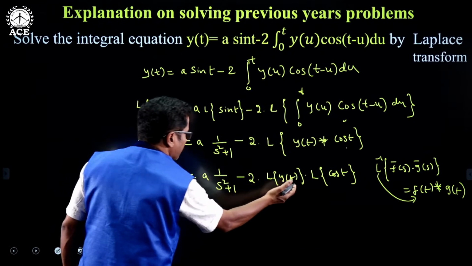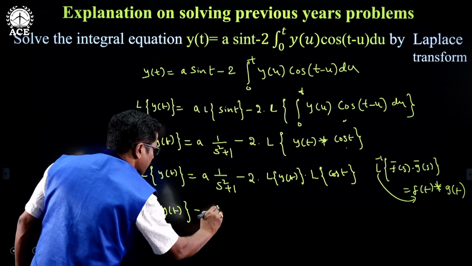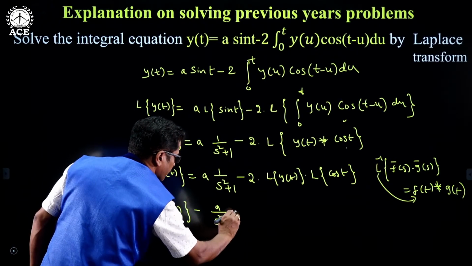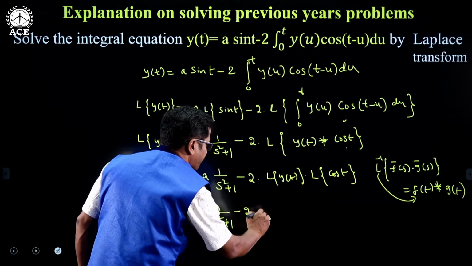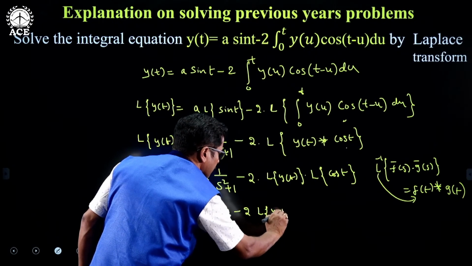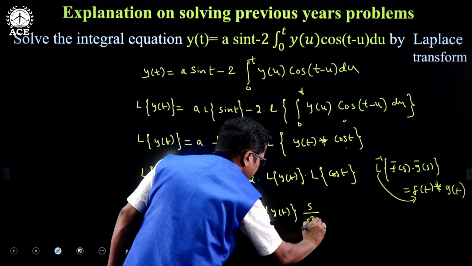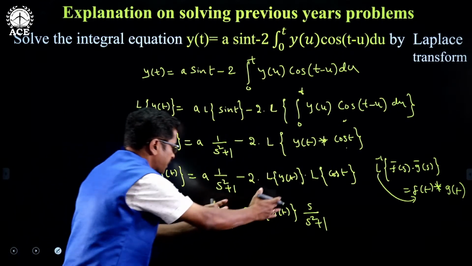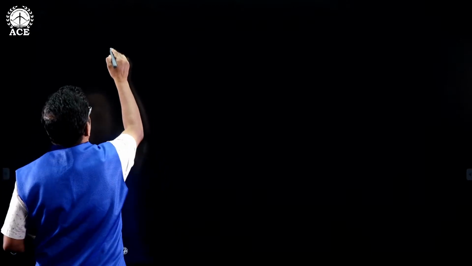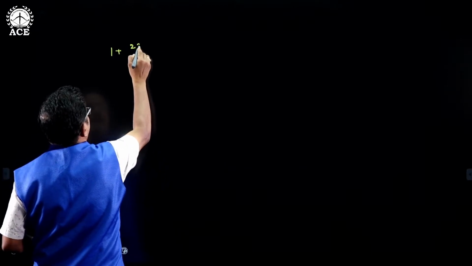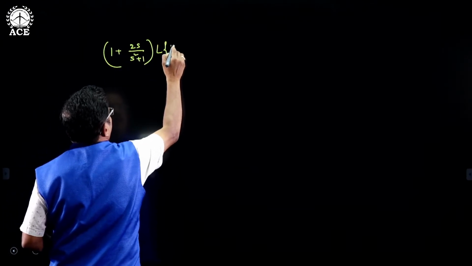So then L of y of t equals a by s square plus 1 minus 2 into L of y of t, because there is no further simplification, into L of cos t, which is s by s square plus 1. So this L of y of t term I will bring to this side. Then 1 plus 2s by s square plus 1 will become the coefficient of L of y of t.